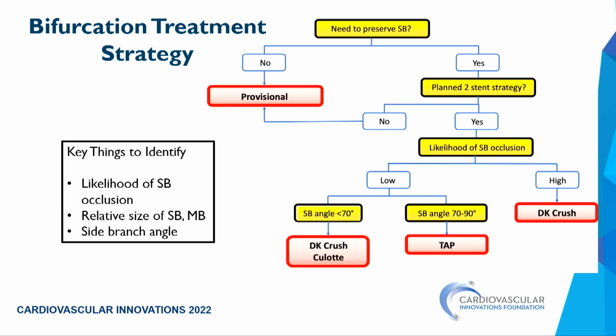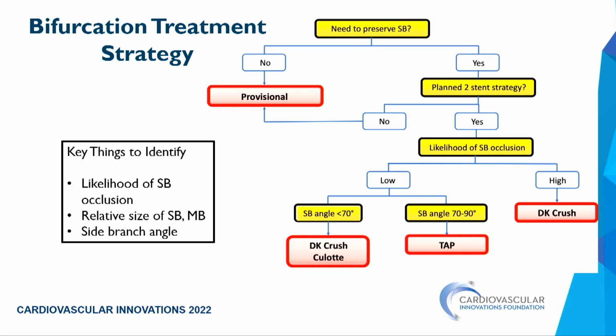This is a bifurcation treatment strategy he and I worked on a few years back. As I noted earlier, you want to identify the likelihood of side branch occlusion, the relative size of the main branch and the side branch, and the side branch angle. The first question we ask is, do we need to preserve the side branch? If it's small or if there's no disease in it, it really should be done with a provisional approach. But if there is significant disease in the side branch and it's large enough that it needs to be protected, you're going to want to consider a two-stent strategy.